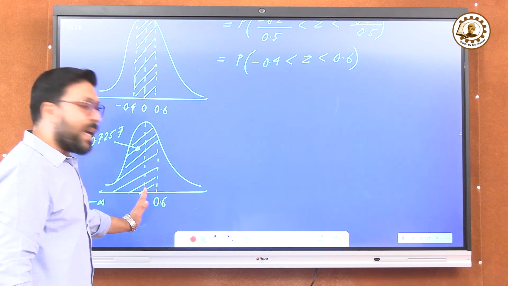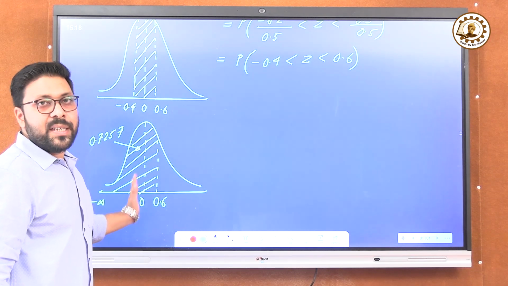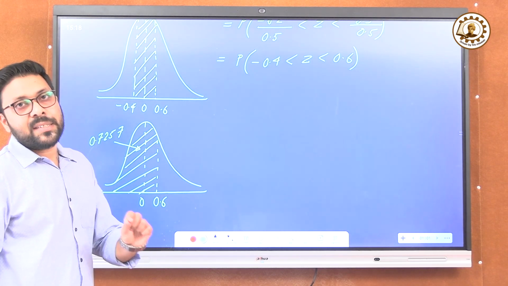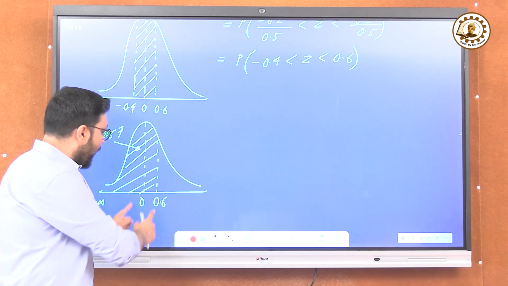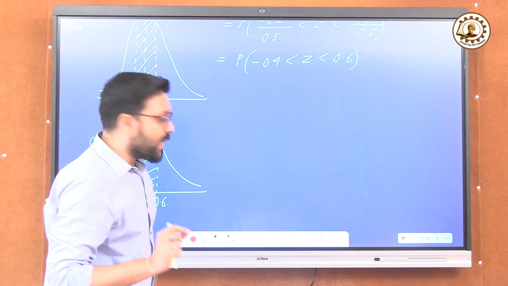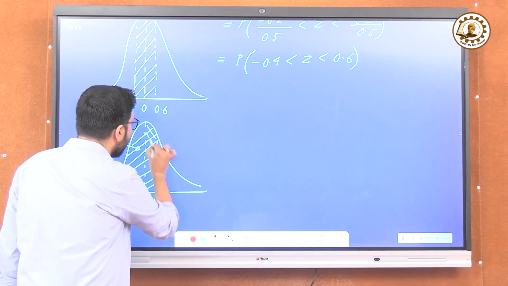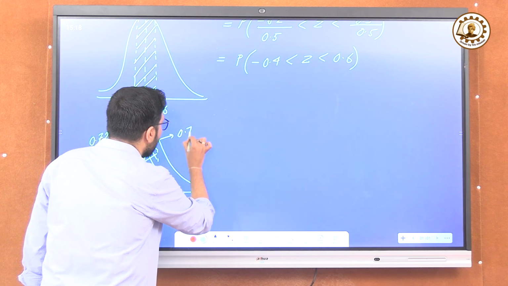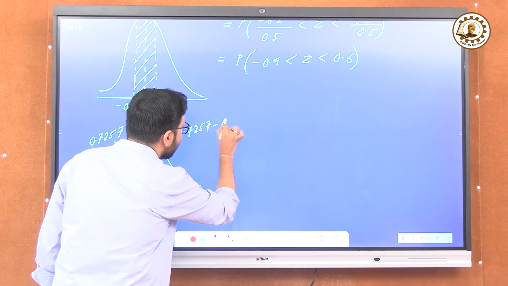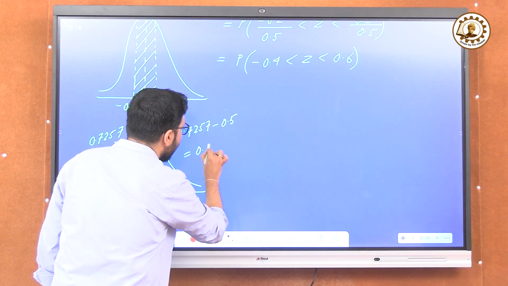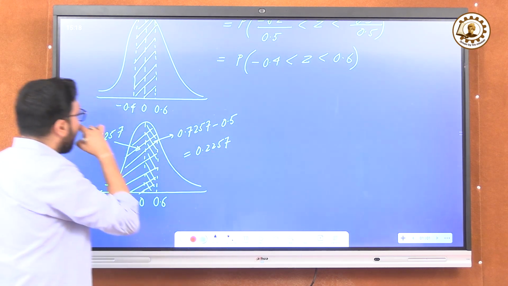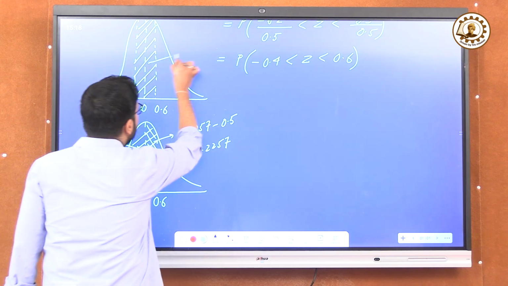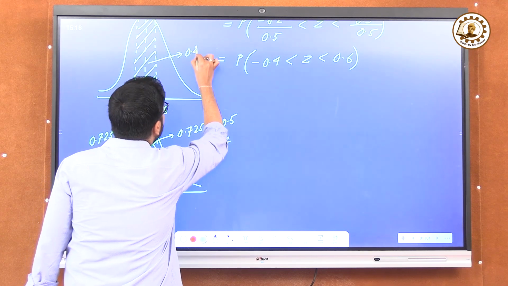You see on the left side of 0, we are going to consider the area as 0.5. On the right side of 0, we are going to consider the area as 0.5. That means if I ask you to find out the area between 0 and 0.6, this area is going to be 0.7257, that is the total area, minus 0.5. So what are you getting? It is 0.2257. So from the diagram, this area we are supposed to find. On the right side of 0, we are getting this area as 0.2257.